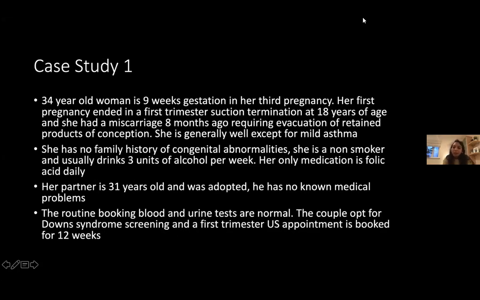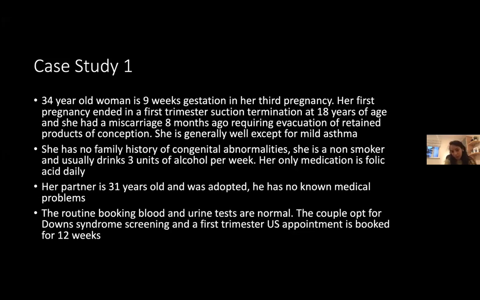Okay, so moving on to the case studies. Okay, so a 34-year-old woman is 9 weeks gestation in her 3rd pregnancy. Her first pregnancy ended in a first trimester suction at 18 years of age, and she had a miscarriage 8 months ago that needed evacuation of retained products of conception. So apart from that, she's quite well, apart from just mild asthma.